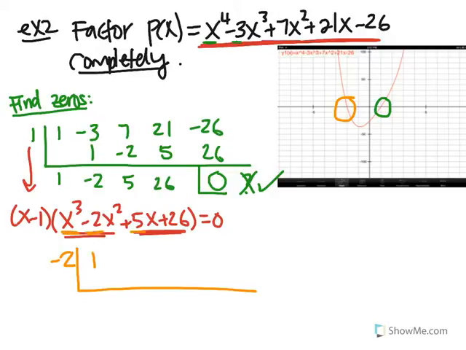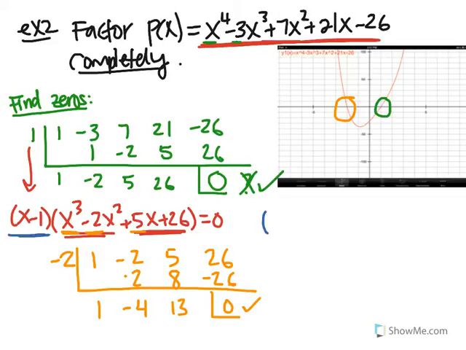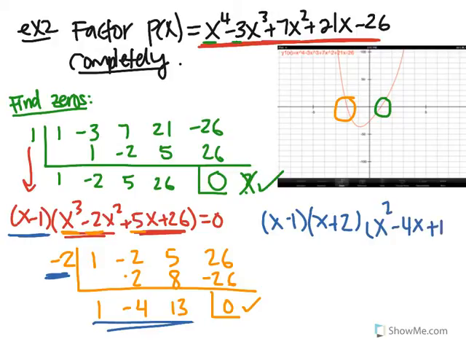So I'm going to copy down the coefficients, 1, negative 2, 5, and 26. And then go ahead and do the process of synthetic division. So I end up getting negative 4, 8, 13, and then here I get negative 26, which is a 0, so check. So now, when I go ahead and write my factors, I still have the x minus 1 from before. I have the x plus 2 from this guy right here. And then what's left over is this down here. I have an x squared minus 4x plus 13. And remember, this whole thing is equal to 0.